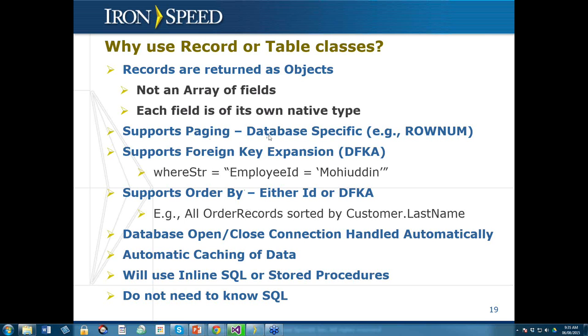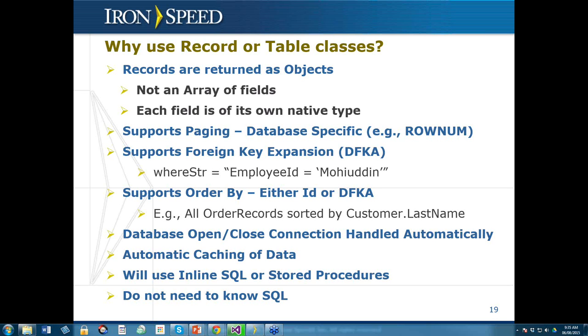Sports paging. Okay, so records returns objects. Yes, we've seen that. Not an array of fields. That's correct. As just mentioned, through either a get record or get records. Each field is of its own native type. So if you have a varchar field type in the database, it'll get returned as a string, which is the native type for varchar in the database. It's just a string value in .NET within IronSpeed.